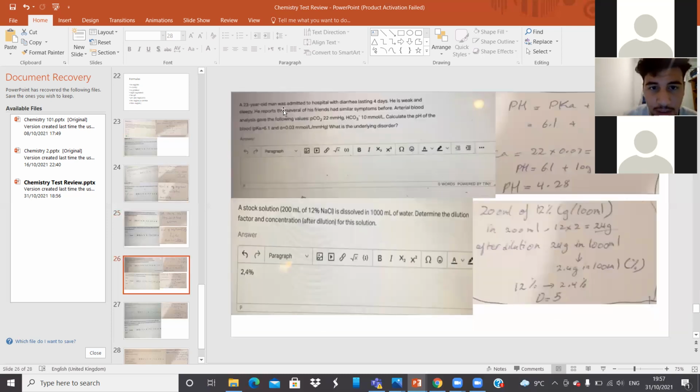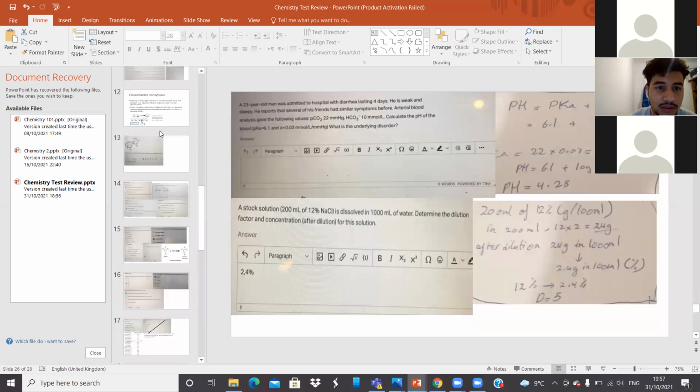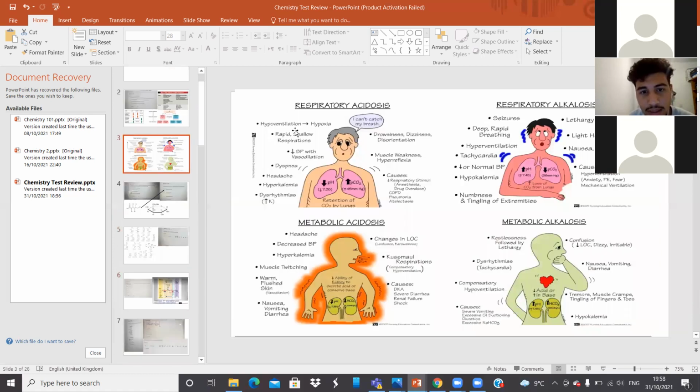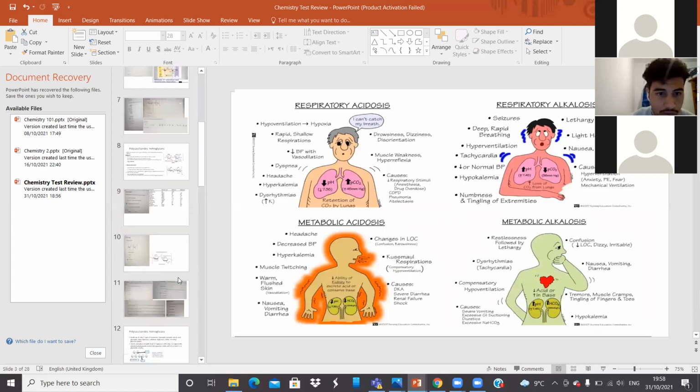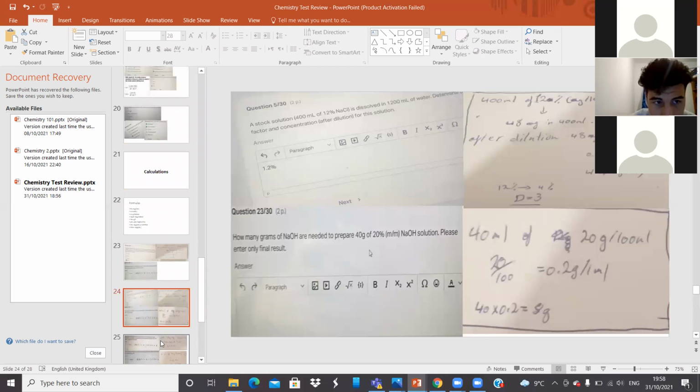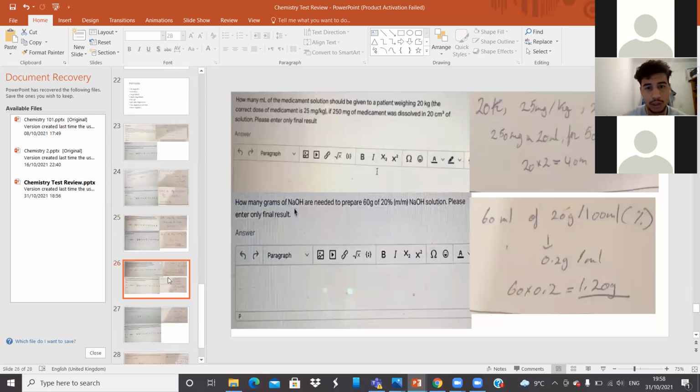Okay, next question. A 23-year-old man was admitted to the hospital with diarrhea for less than 4 days. So first of all, diarrhea, I'm thinking the symptoms of acidosis and alkalosis. I can think about alkalosis and acidosis. First of all, which one has diarrhea? There we go. One of the causes of metabolic acidosis is diarrhea. So I know straight away that's what I'm thinking about. This question has two parts, by the way, a calculation part and a theory part.